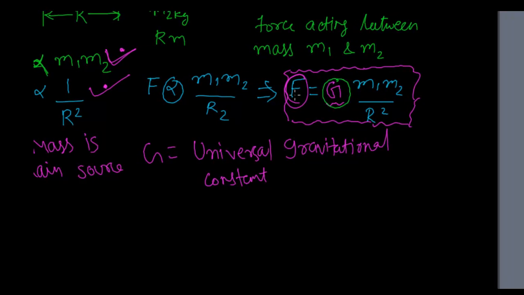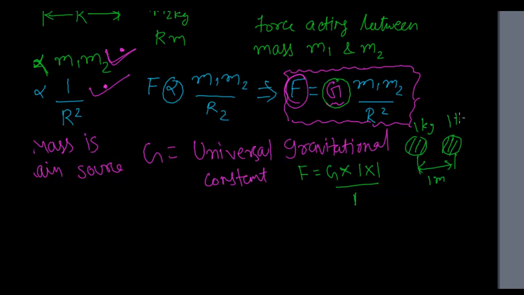G. So, what is G? It is, as I just said, the universal gravitational constant. But just in case we want to define it, we can define it like this: F is equal to G into 1 kg of mass into 1 kg of mass upon 1 meter of distance. So we are assuming that there are two objects, both of mass 1 kg and separated by a distance of 1 meter. This is 1 kg and this is 1 kg.